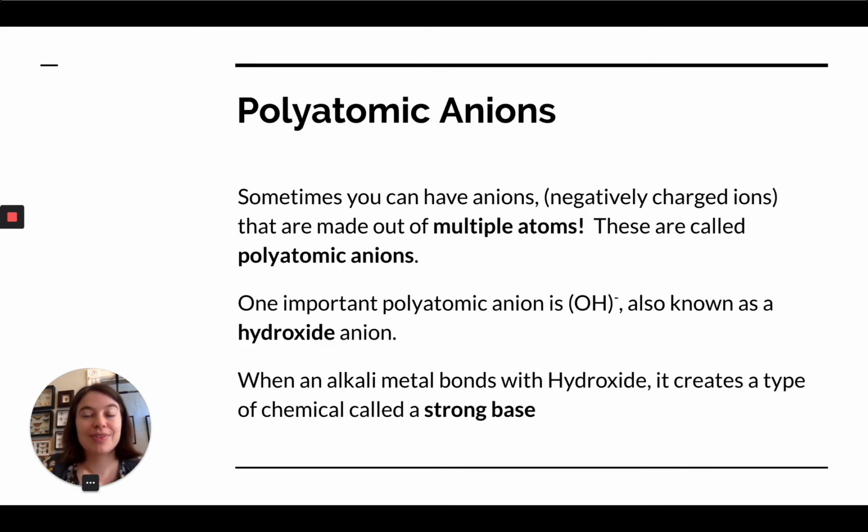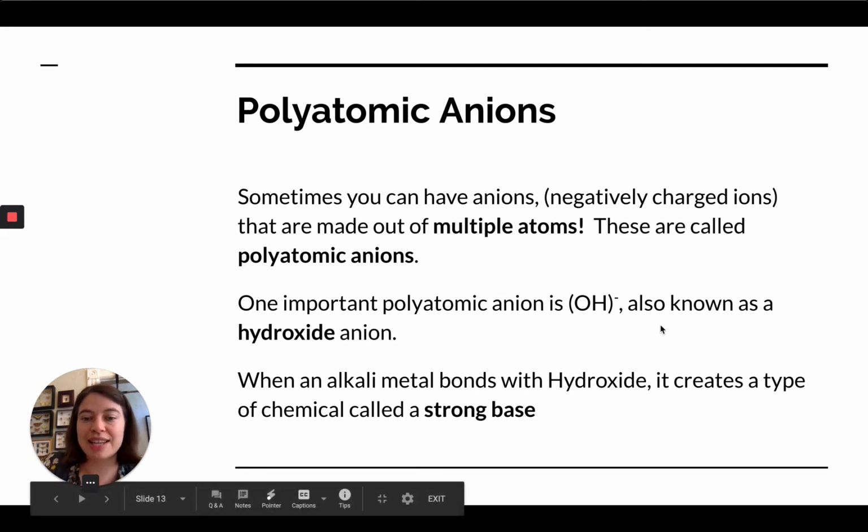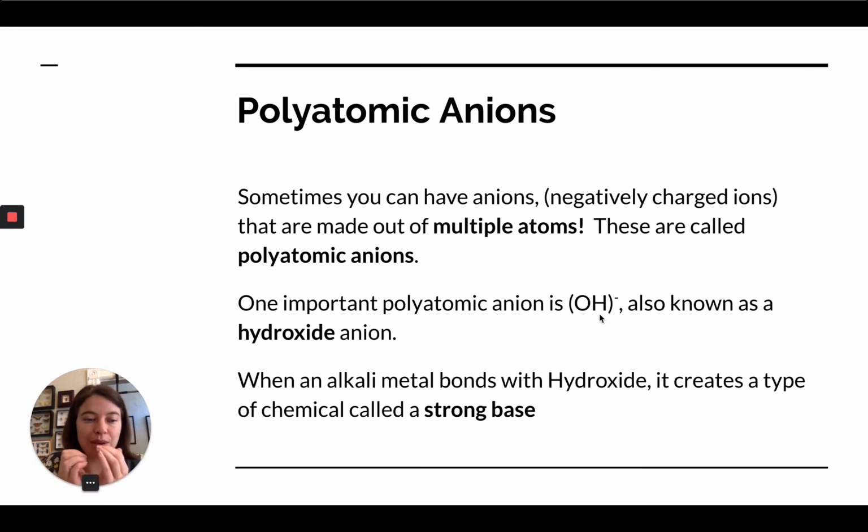So, hydroxide. Hydroxide is the name for that combination of an oxygen and a hydrogen, which have come together to form a single negatively charged anion. So anions can be made out of multiple atoms. These are called polyatomic anions. And the most important one for you to understand, right now at least, is hydroxide, which is this OH negative. You can think of it as two-thirds of a water molecule.